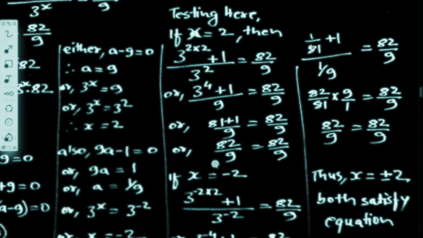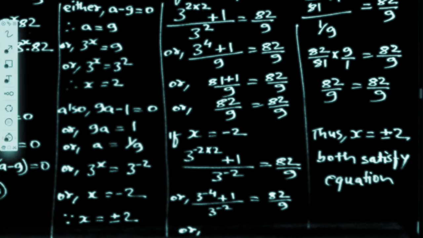Now see the next value, x equals minus 2. Now 3 power minus 2 into 2, plus 1 by 3 power minus 2, equals 82 by 9. Here 3 power minus 2 into 2 is minus 4. So 3 power minus 4 plus 1 by 3 power minus 2 equals 82 by 9. Now 3 power minus 4 means 1 by 81, and 3 power minus 2 means 1 by 9, equals 82 by 9.